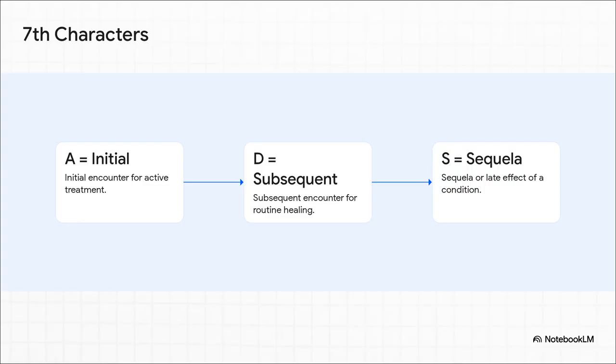So what exactly are those 7th characters? The big 3 you'll see are A, D, and S. A stands for initial encounter. But watch out, here's the trap. It means the patient is receiving active treatment, not just chronologically seeing a doctor for the very first time. D is for subsequent encounter, which is for your routine healing and aftercare. And finally, S is for sequela, which is basically a late effect of an injury.